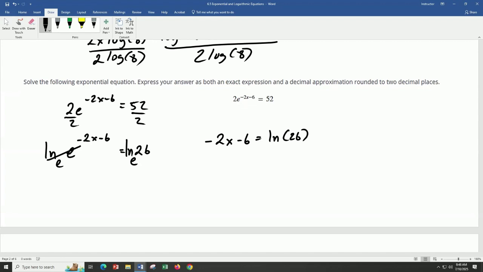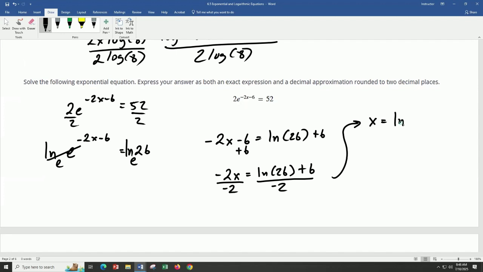Well, isn't the goal just to get x by itself? How easy is that going to be now? Can I not just come in here and add 6? Now I've got negative 2x is equal to ln of 26 plus 6. How about we divide by negative 2? And we'll look at that. Now I have my exact answer: x is equal to the natural log of 26 plus 6, all over negative 2.